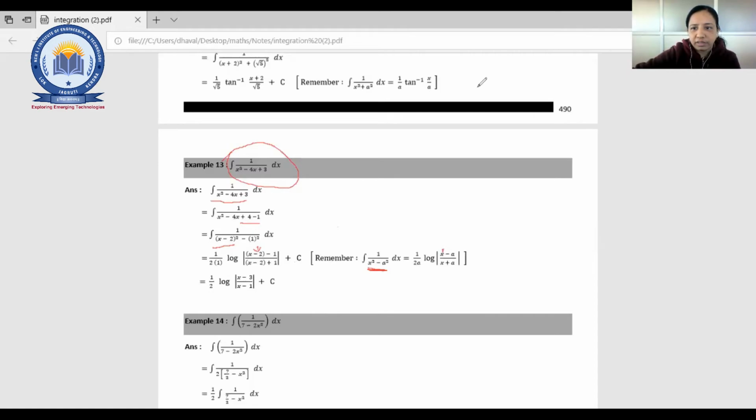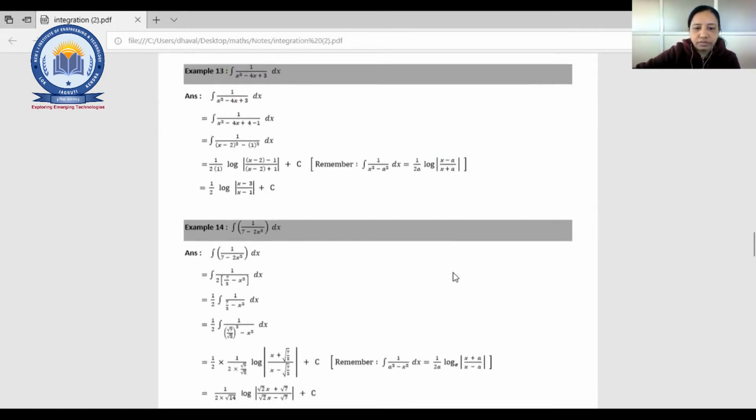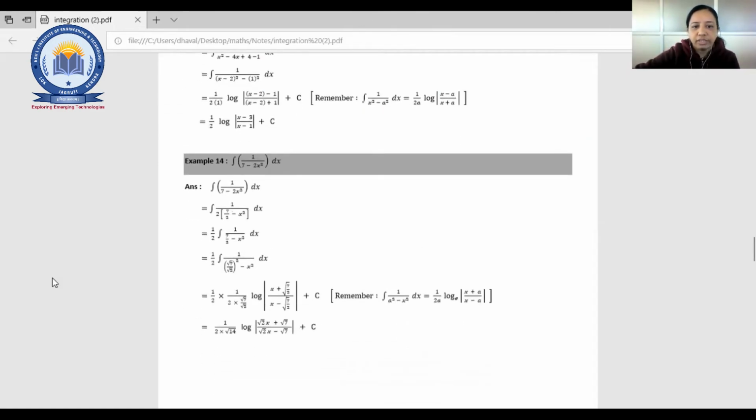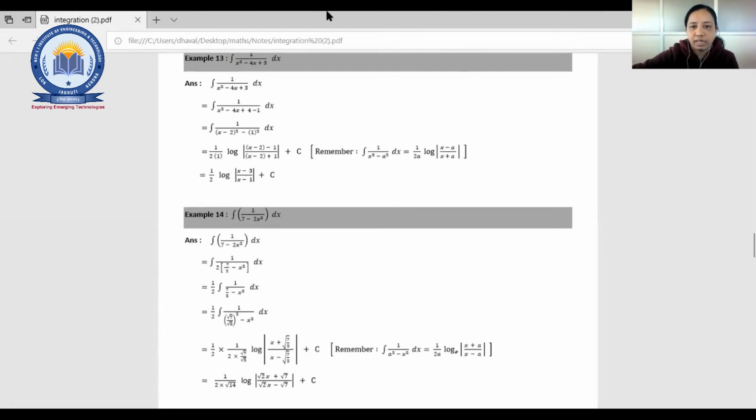Same way, 7 minus 2x square, the last one, of this type of example. What we are going to do with 7 minus 2x square: obviously you have to convert it into the form a square minus x square. Just a minute, I'll write it down. We want to convert it into a square minus x square.